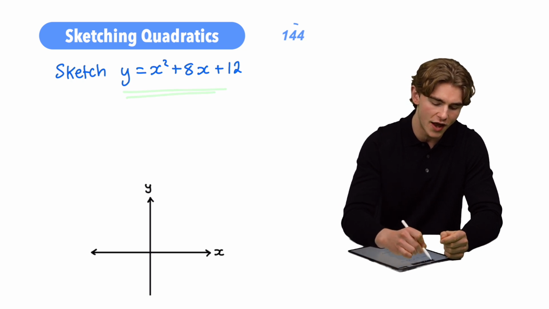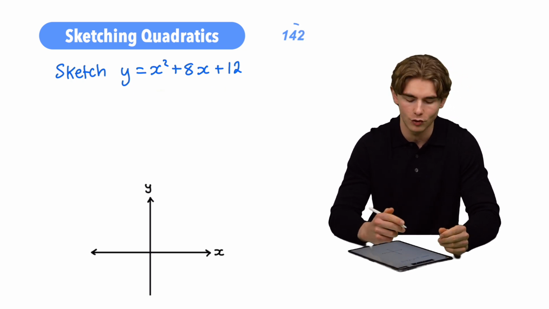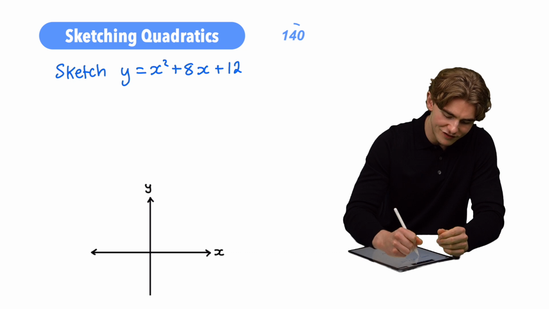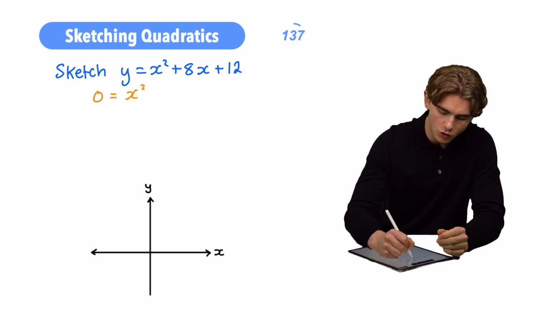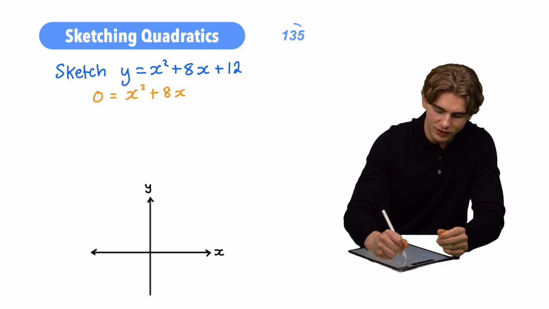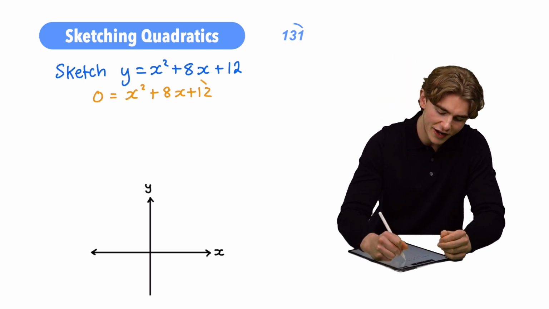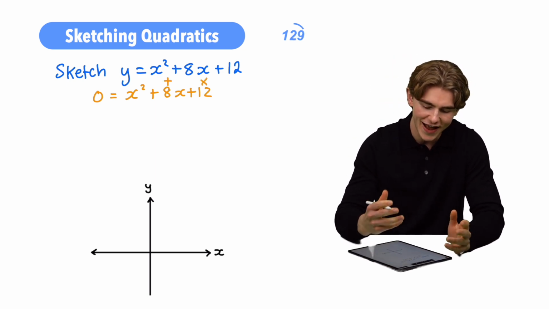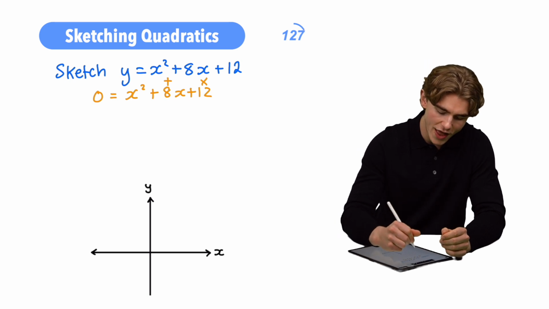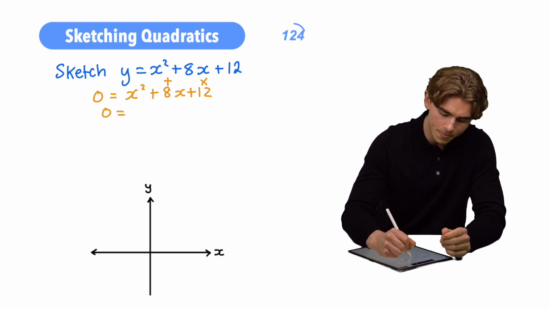We're going to substitute in y equals 0, and we're going to solve that quadratic. So what are we going to have? We're going to have 0 equals x squared plus 8x plus 12. Now to solve this quadratic, guys, we can factorize. We need two numbers which multiply to give our 12 and add to give our 8. That's going to be positive 6 and positive 2. So we can write this as 0 equals x plus 6 times by x plus 2.